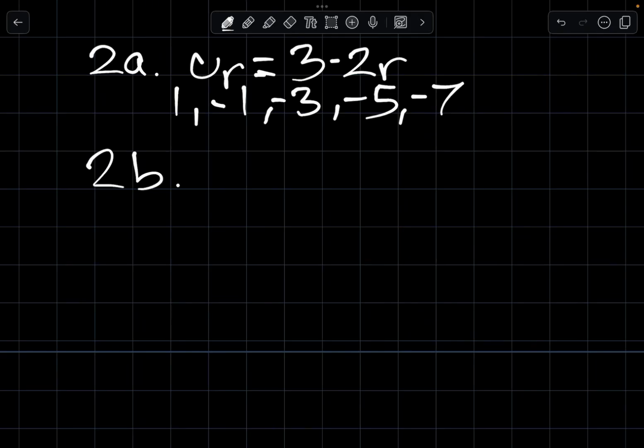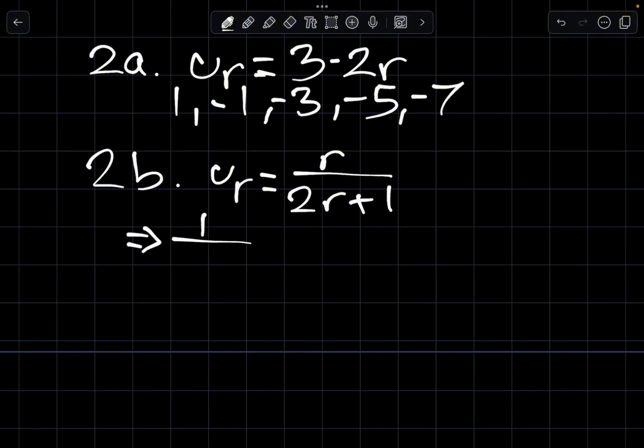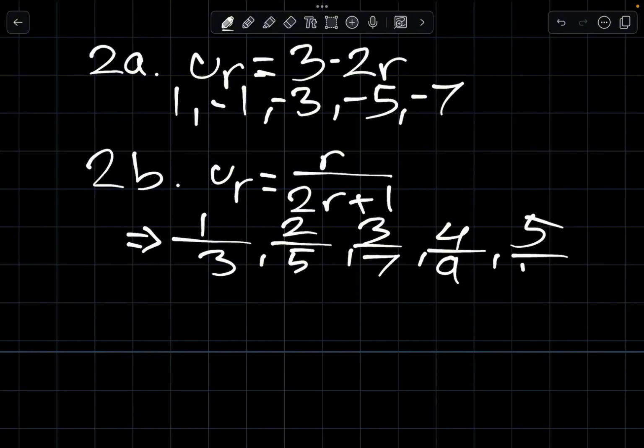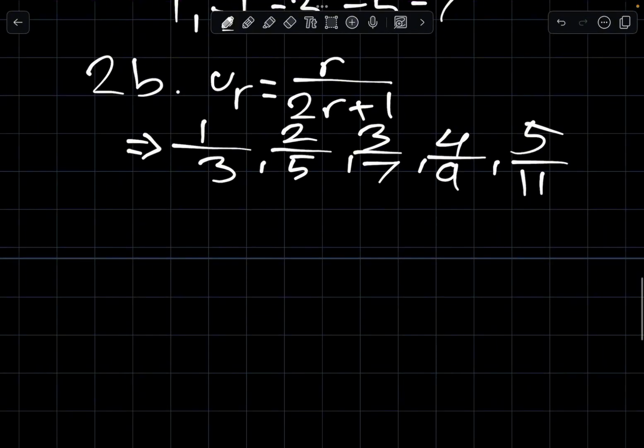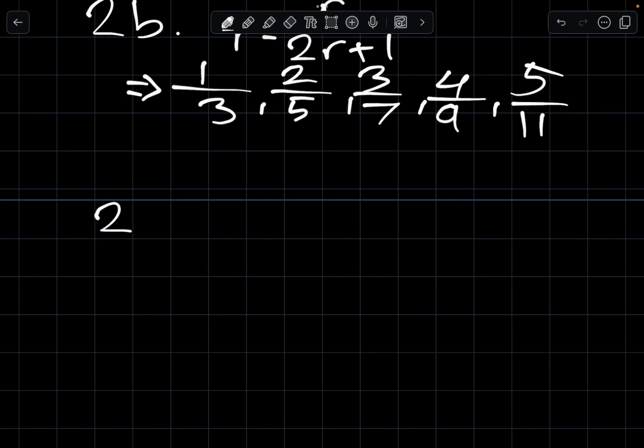Next is 2b. This one gets a bit trickier with fractions, but do not get scared. Remember, it's just simple math. Plug in r equals 1, r equals 2, and so on and so forth. And this should get you 1 divided by 3, 2 divided by 5, 3 over 7, 4 over 9, and 5 over 11. Simple math. It's going down to 2c.